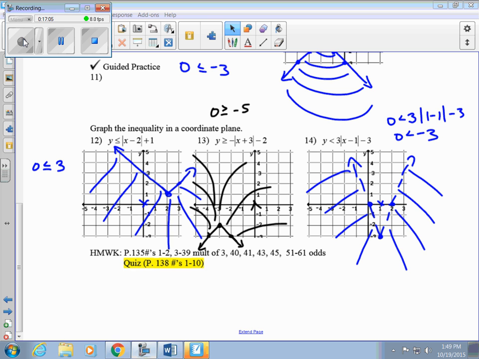So here is your assignment for section 2.8. And again, the quiz, page 138, numbers 1 through 10, I would highly recommend that you do that. That is for quiz sections 2.7 through 2.8. So that will cover your third quiz of this chapter.